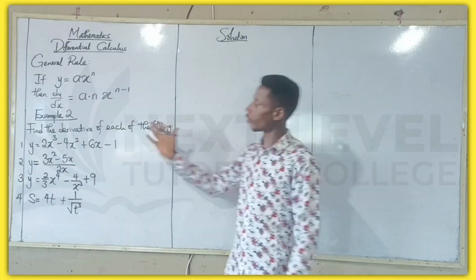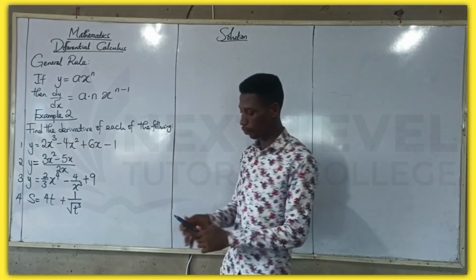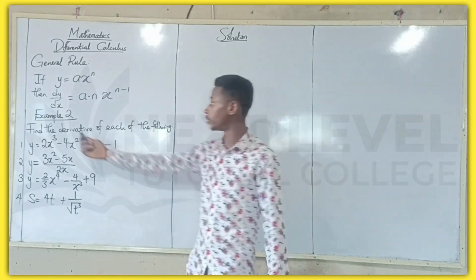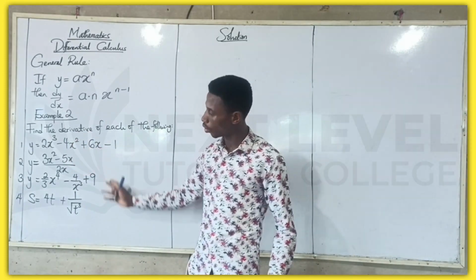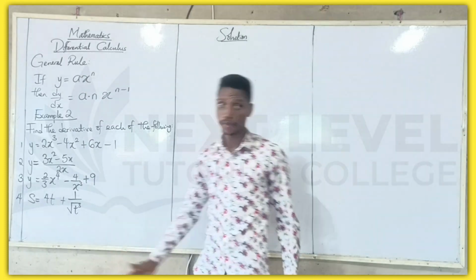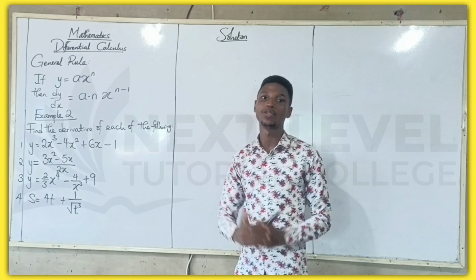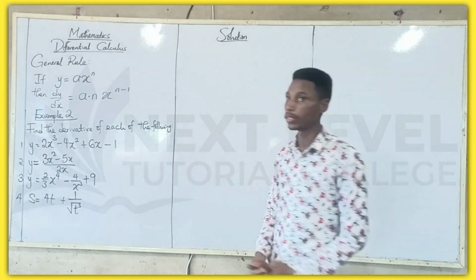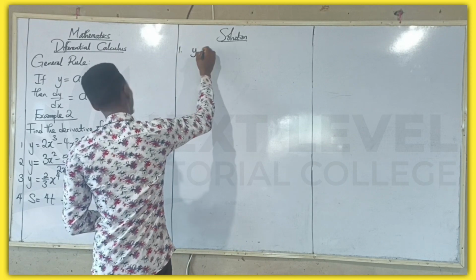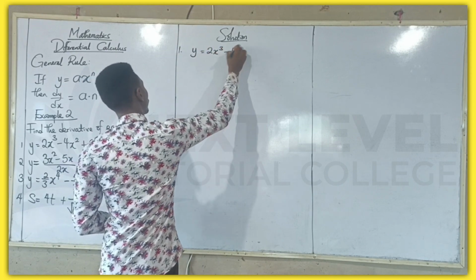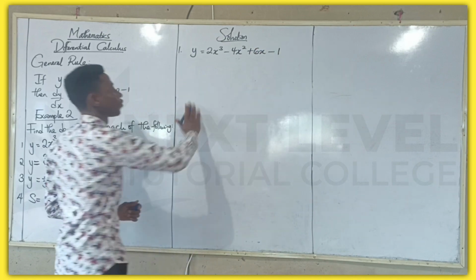So now we have our second example where we have to find the derivative of each of the following. When we have to find the derivative, it is the same thing as differentiate. We'll take this form, and with that you should have mastered the general way, after which I will give you some exercises to also practice as usual. Number 1. We have y equals 2x cubed minus 4x squared plus 6x minus 1.